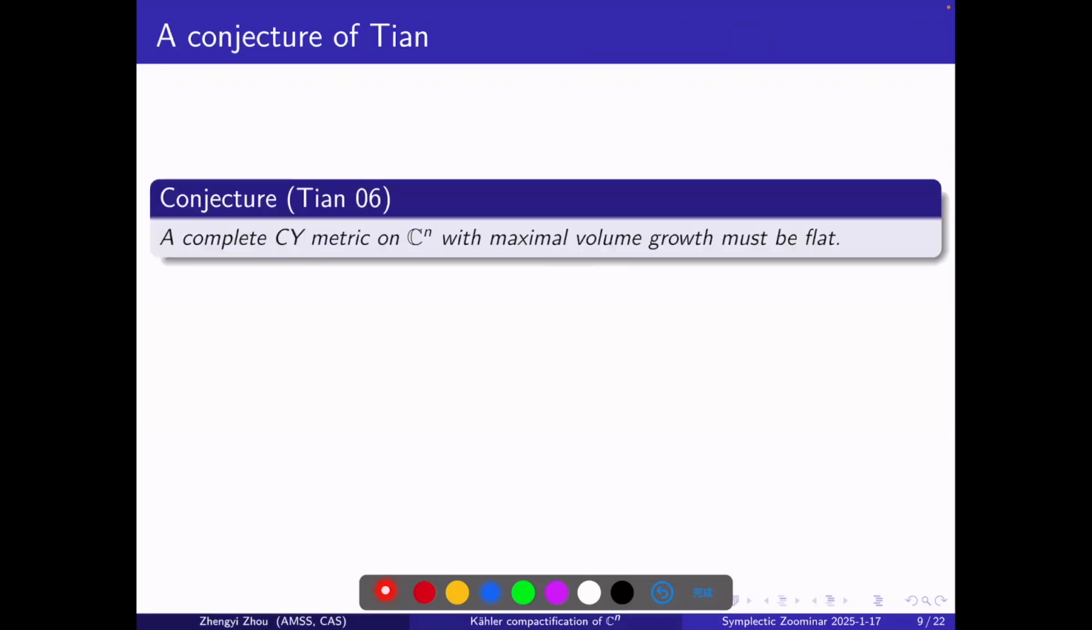This is related to a question in the study of metrics on C^n, in particular Calabi-Yau metrics on C^n. There's an old conjecture by Tian, which says that any complete Calabi-Yau metric on C^n with maximal volume growth must be flat. Maximal volume growth means that if you take larger and larger balls in this domain, the volume growth rate is the same as the growth rate on Euclidean C^n. And this is maximal due to the Bishop-Gromov volume comparison.